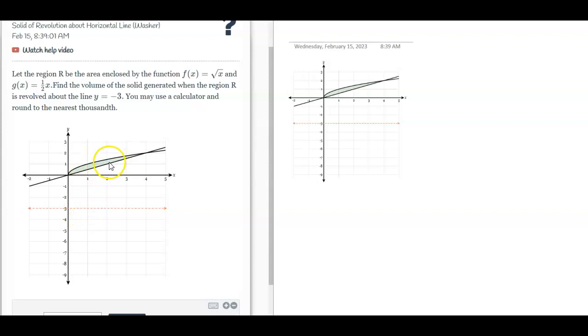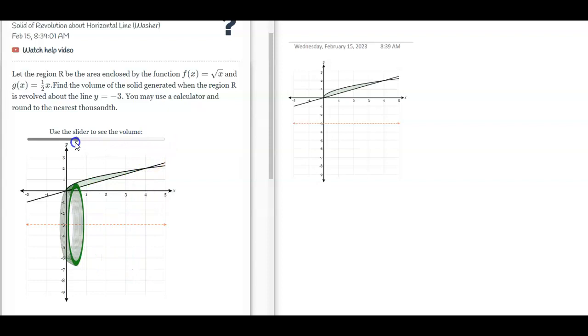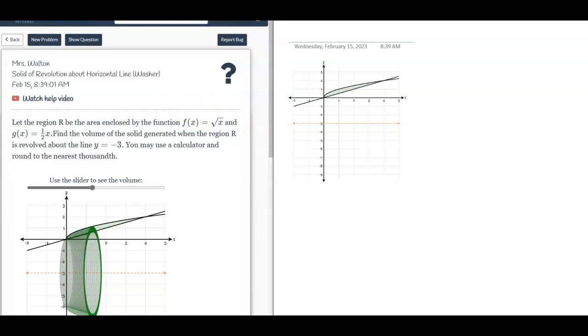To visualize this, I'm going to go ahead and show you what this solid looks like. We certainly have our washer method. We have an outer radius, and we're subtracting away our inner radius. So let's go ahead and set this one up. To organize my thoughts, I have pi. In this one, we are integrating from 0 to 4. My outer radius minus our inner radius. And then finally, we are taking this with respect to x.